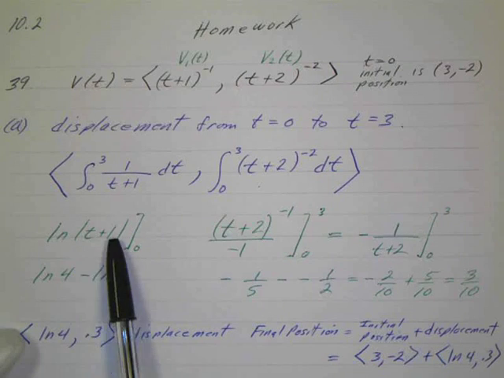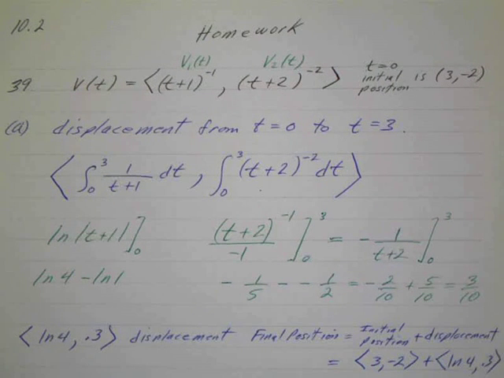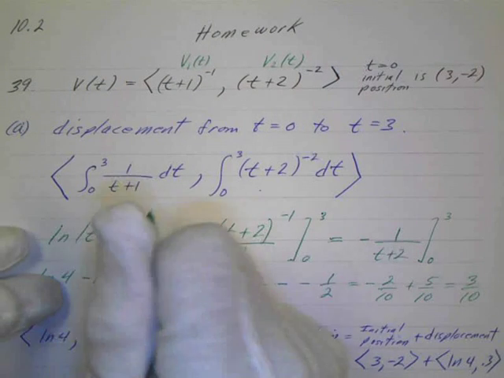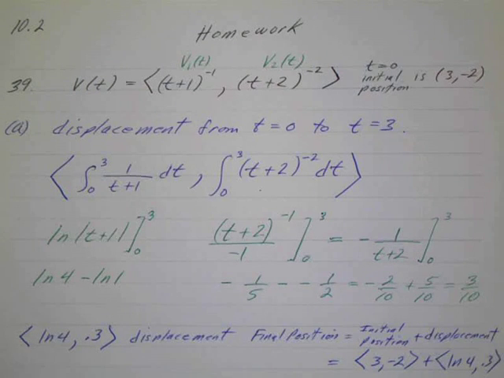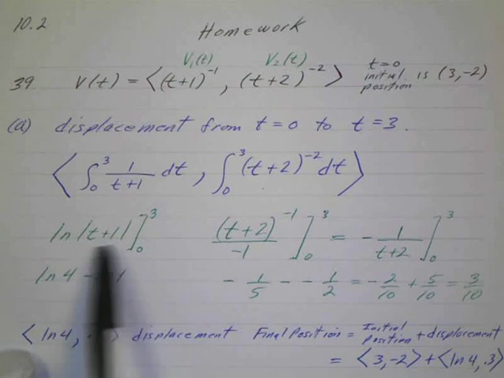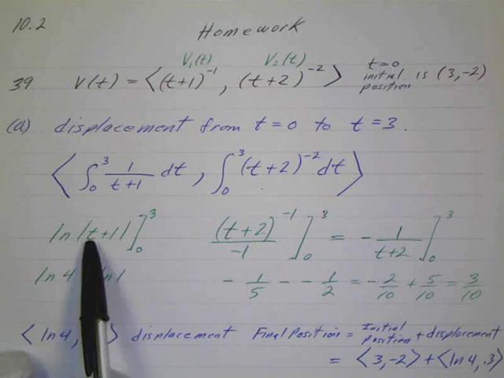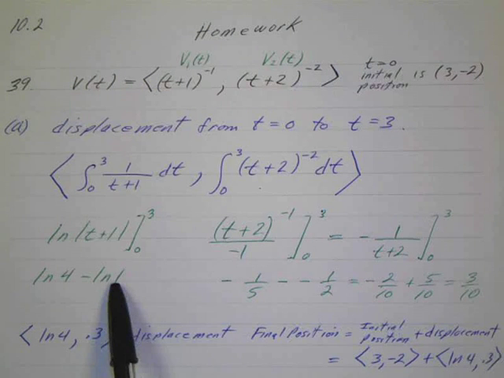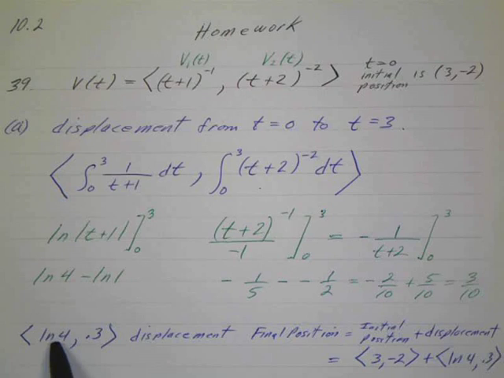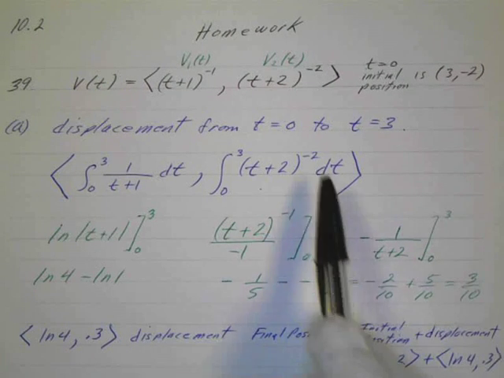This is just the natural log of t plus 1, from 0 to 3. One over u du is the natural log of the absolute value of u, and if we put in 3 plus 1 we get 4, and if we put in 0 we get 1, but the natural log of 1 is just 0, so that's our x component of our displacement.